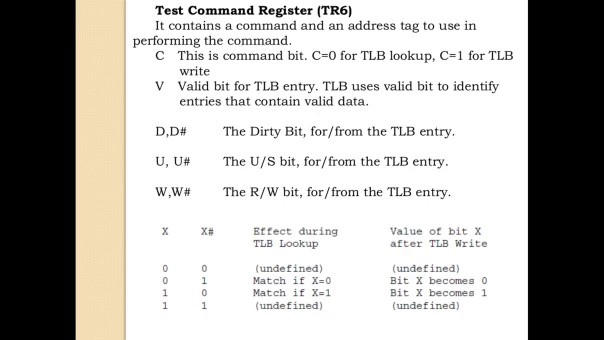In TLB lookup, if a match is there, then X is equal to 0, and bit X becomes 0 when we perform the TLB write. So after the write operation, the X value is 0. In lookup, if X and X dash are 1 0, then X is equal to 1, and if a TLB write is done, in that case X again becomes 1. So X and X dash 1 0 or X 0.